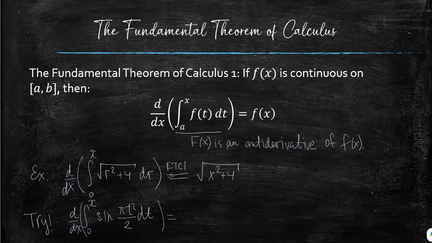So the derivative, according to the Fundamental Theorem of Calculus, part 1, is simply sine of pi x squared over 2. And that's it. That's the answer. That's how simple the application of the fundamental theorem of calculus is.